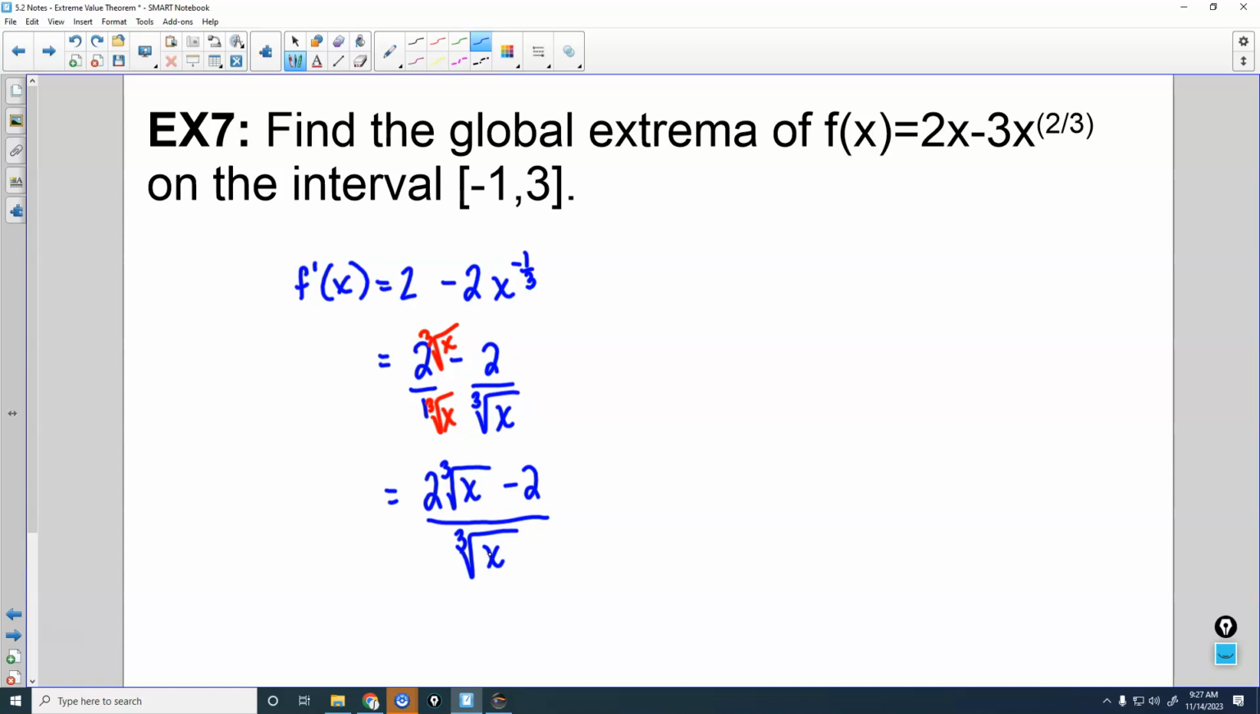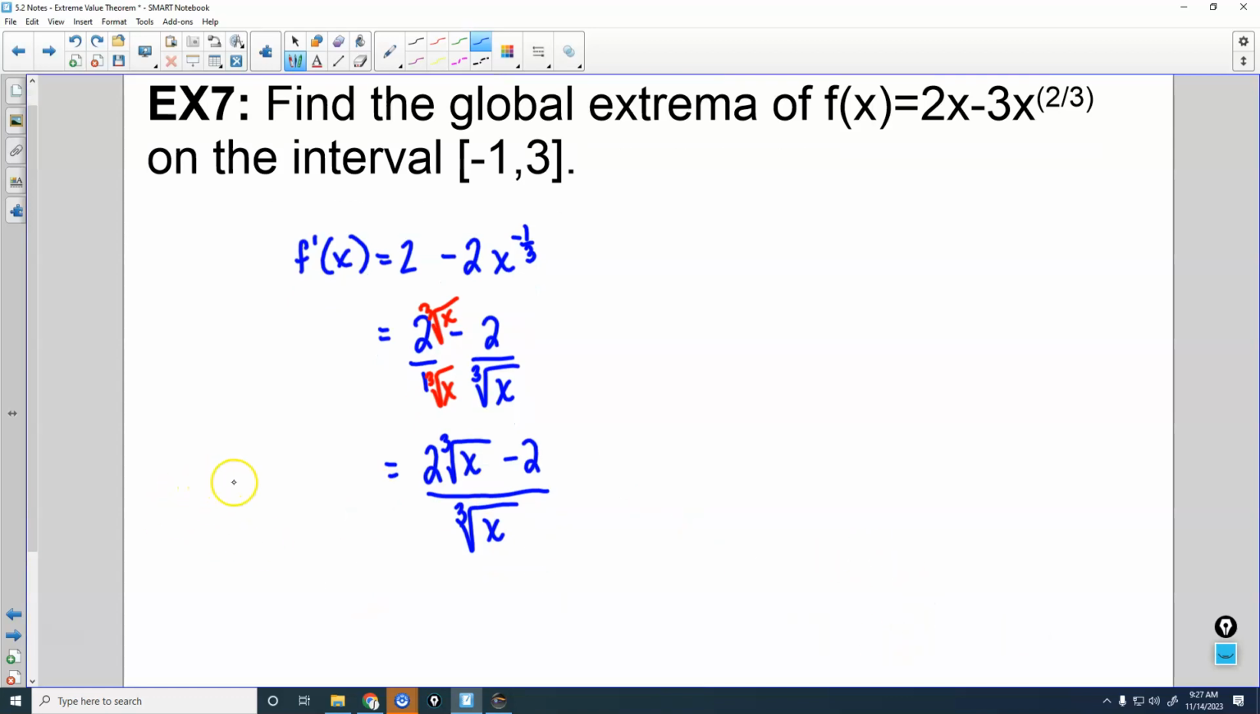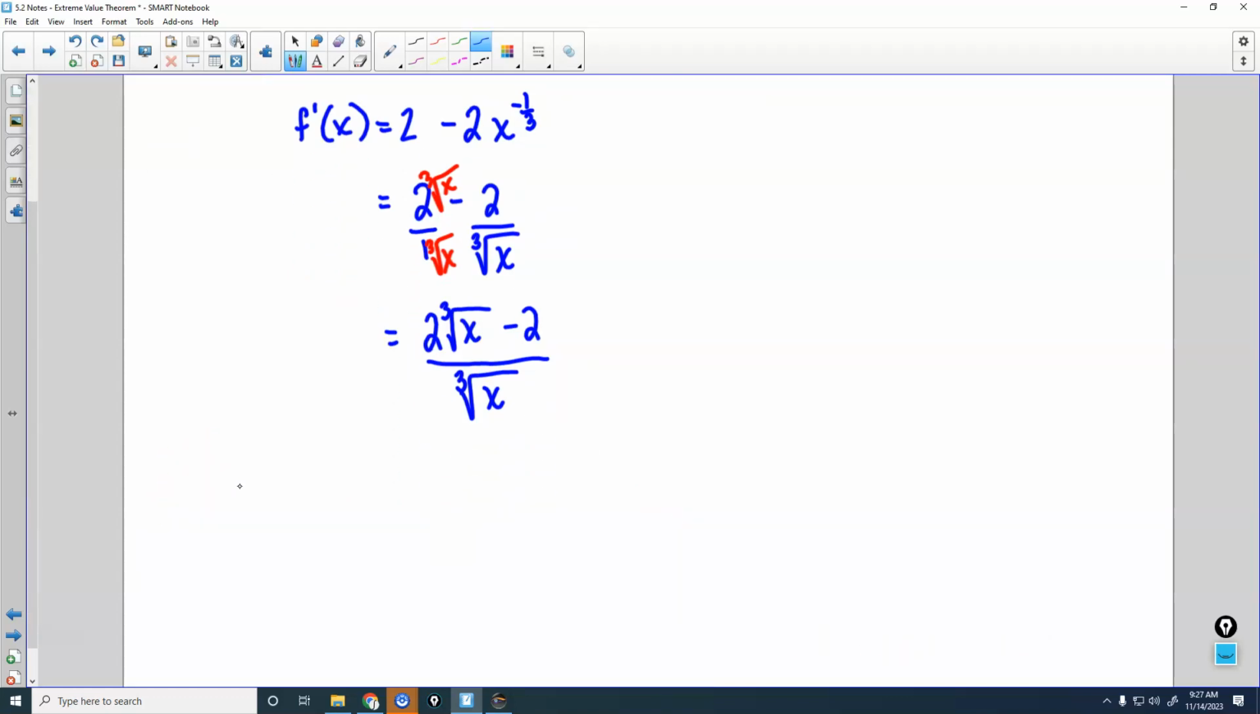Questions on that derivative? All right, so we want to see where the numerator equals 0, because that'll mean our derivative equals 0, or where the denominator equals 0, because that'll mean that our derivative is undefined. So we'll do 2 cube root of x minus 2 equals 0, and we'll also just do the cube root of x equals 0. So right here we'll have 2 cube root of x equals 2. We'll divide off this 2 right here. We got the cube root of x equals 1.